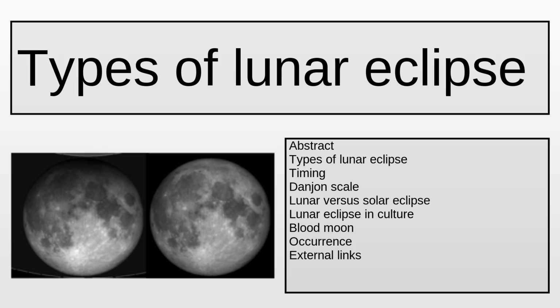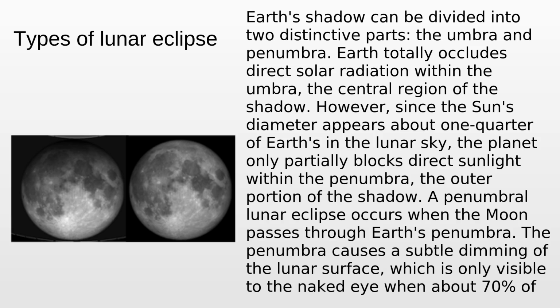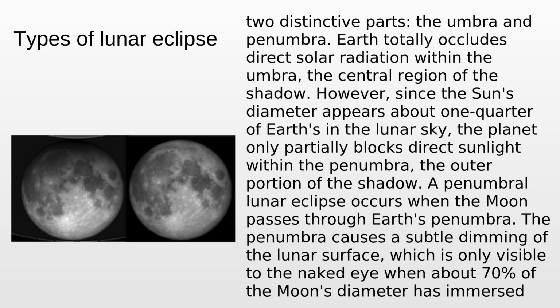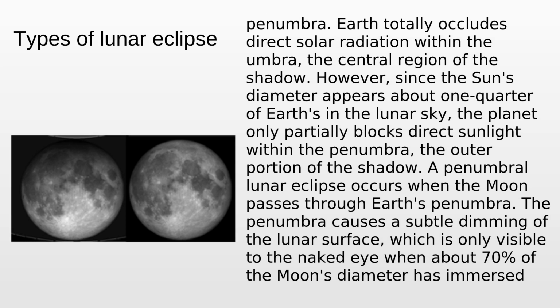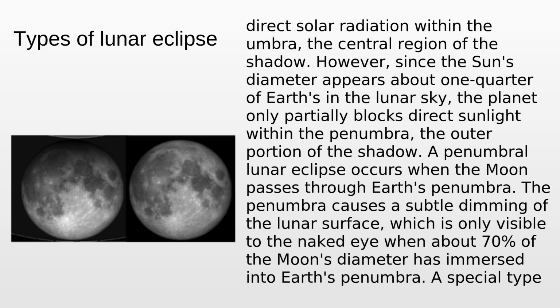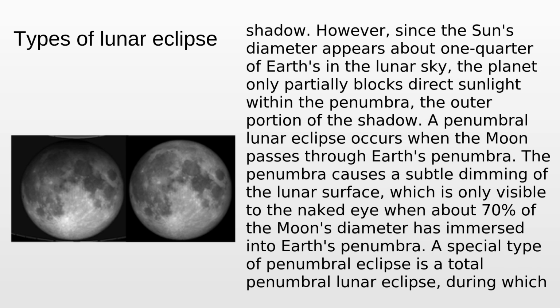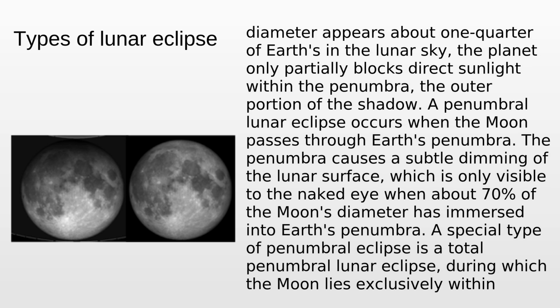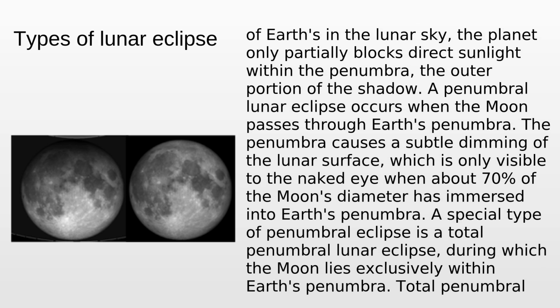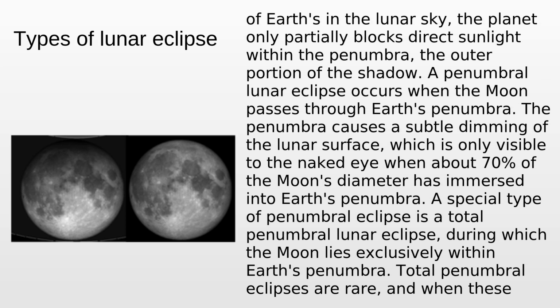Types of lunar eclipse. Earth's shadow can be divided into two distinctive parts: the umbra and penumbra. Earth totally occludes direct solar radiation within the umbra, the central region of the shadow. However, since the Sun's diameter appears about 1/4 of Earth's in the lunar sky, the planet only partially blocks direct sunlight within the penumbra, the outer portion of the shadow.